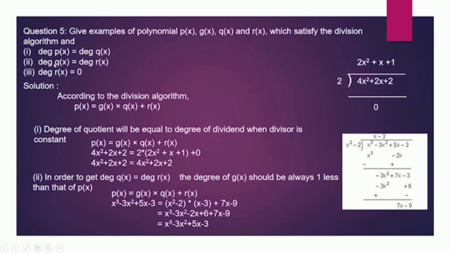Now, I request you to solve the third problem, that is degree of r of x equal to 0. What does this mean? The degree of remainder should be 0. That means the remainder should be a constant, that is 1, 2, 3, etc. And this type of problem I have solved in the second sub question of the first main question in exercise 2.3, that you can find in the same video itself. Please go back and refer to it.